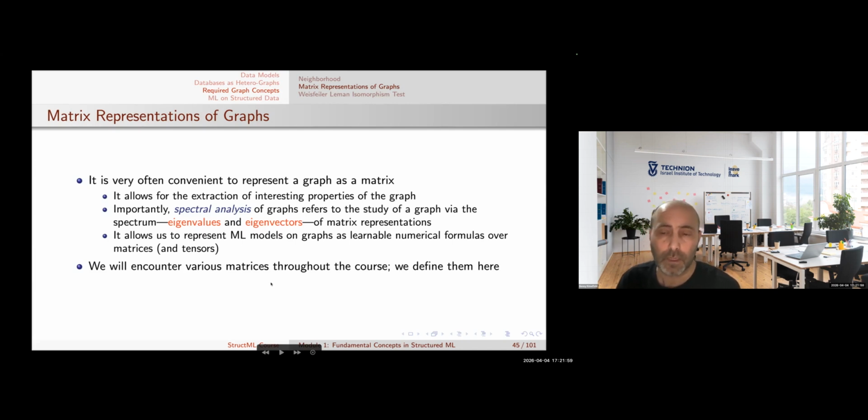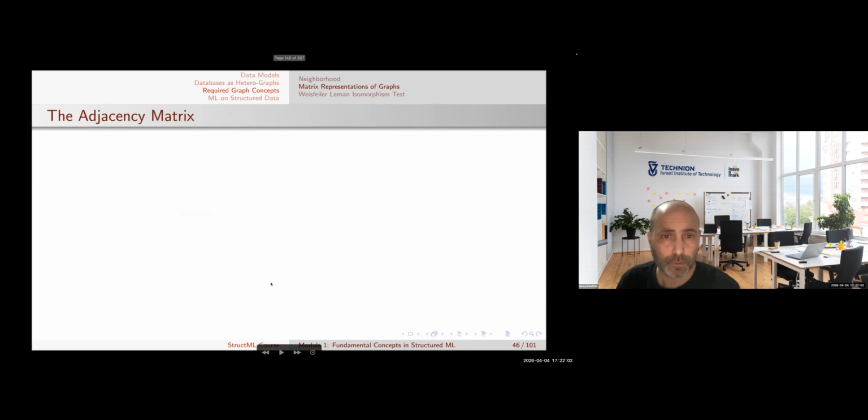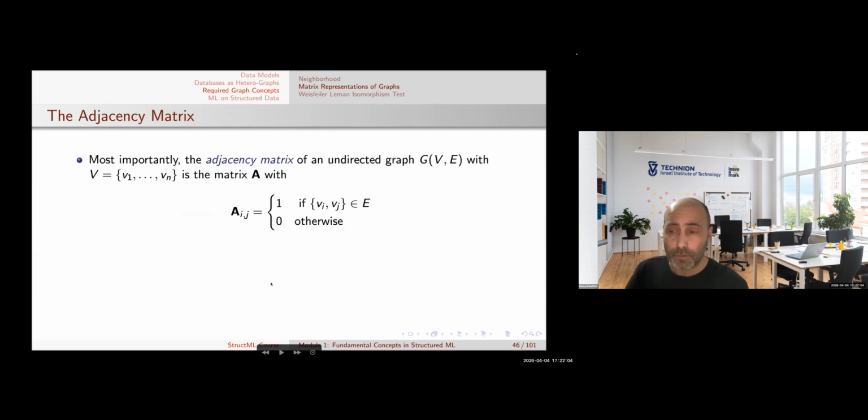We define them here. By far, the most important is the adjacency matrix, where you simply mark that vi is a neighbor of vj by writing 1 in the (i, j) entry. This is a square matrix with n rows and columns, where your nodes are v1 to vn. So in particular, you associate with every node of the graph an index i. And this is something that is important.